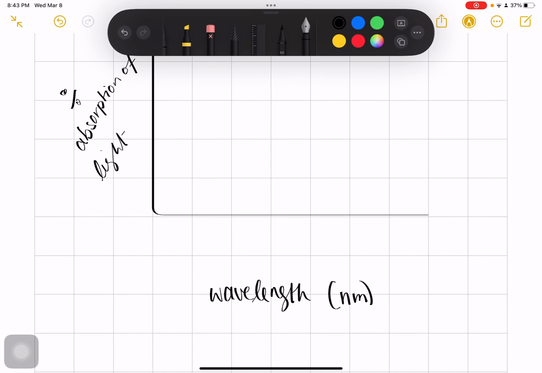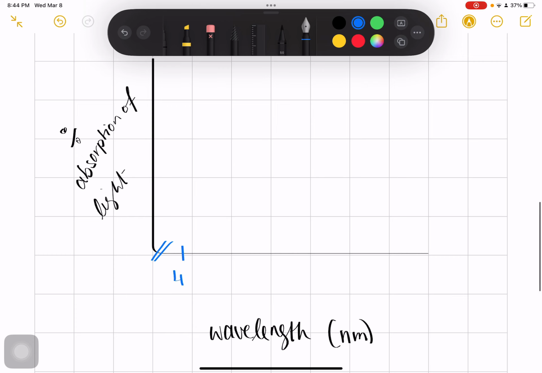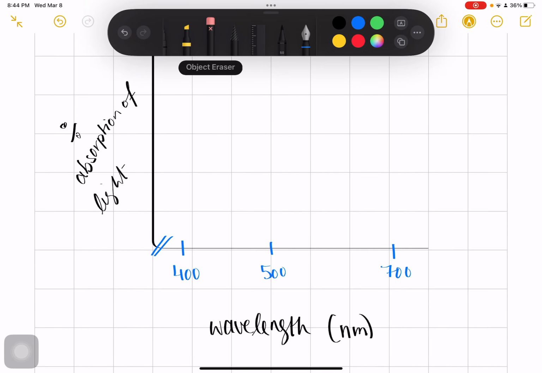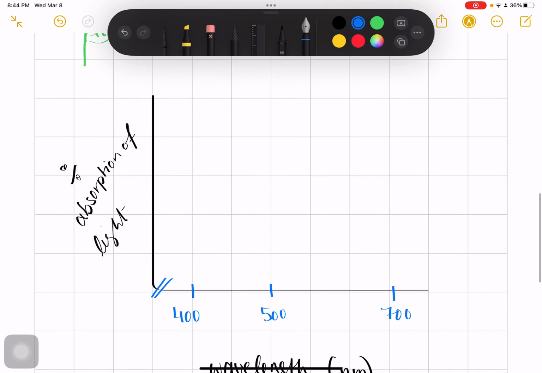So we're going to start our graph. This is going to be a very technical graph. We're going to do a break first in the graph because we are starting with 400. And we are increasing up to 700. In the middle here, we have 500, 600, 700. Yes, that makes sense. Make sure your graph is equally distributed. I think it's better if I put the 400 over here. Okay, and we have our percentage absorption of light.